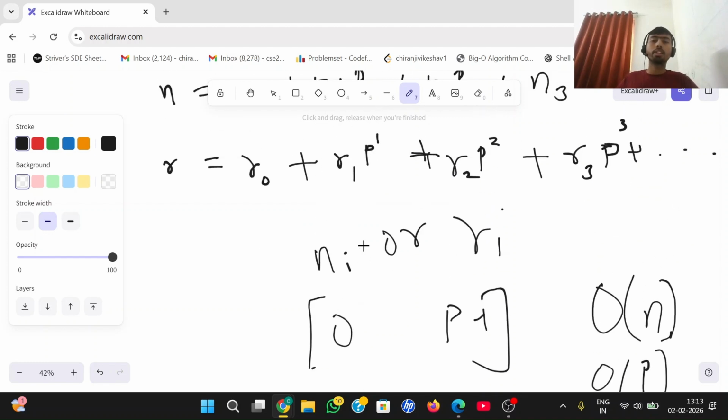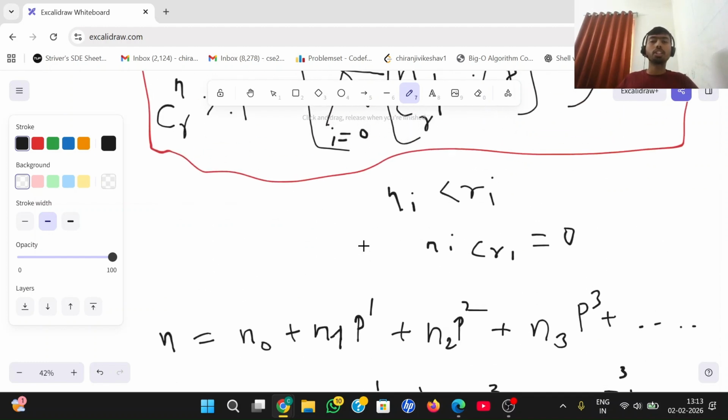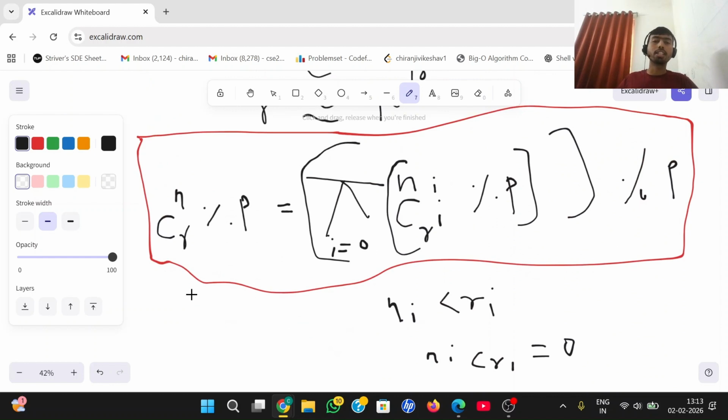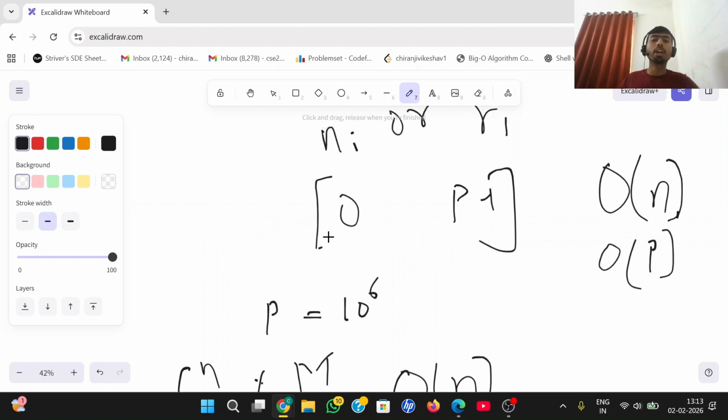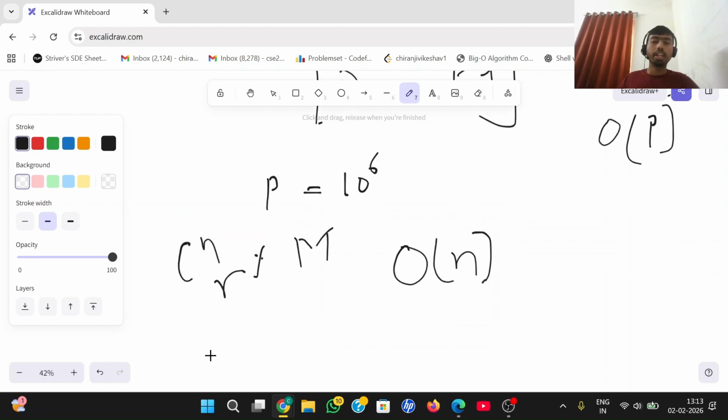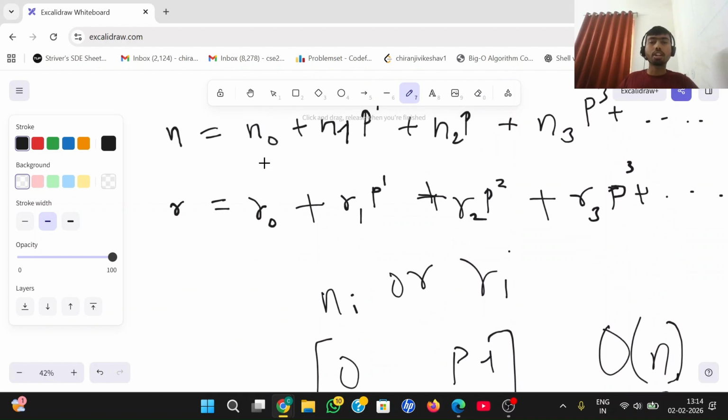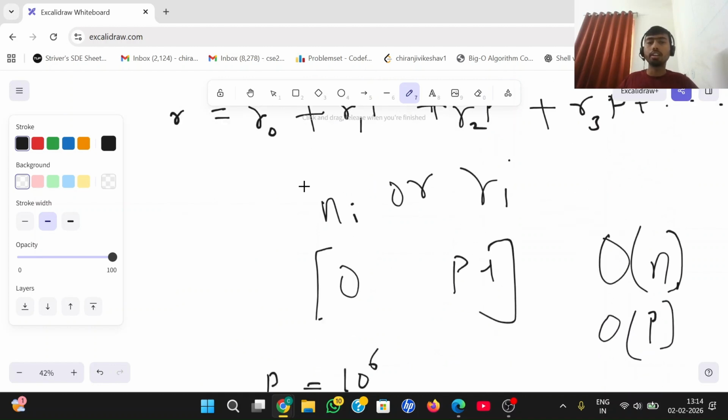So let's first analyze the complexity of calculating this nCr. If you calculate nCr directly, then it is of order O of n. You just have to pre-compute the factorial modulo m. Okay, but what happens here? Here you have to factorize your n and r.